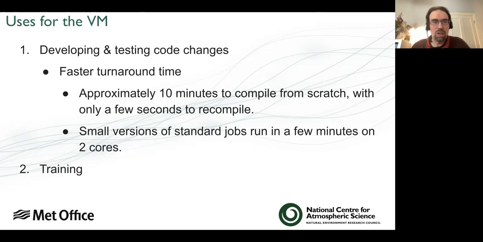for the model and for UKCA. It's good for developing and testing code changes. It has a much faster turnaround time. If you've had any experience with running on HPC, you'll see that the compile step might take 7, 8, 9, 10 minutes at least, if not 20 minutes or more on something like Archer 2 or the Met Office machines, compared with only 2 or 3 minutes to compile from scratch and a few seconds to recompile here. Also, these standard jobs you're running take a few minutes on 2 cores. They're quite small and nice and easy to use. And of course, it can be used for training, which is what we're doing this week.